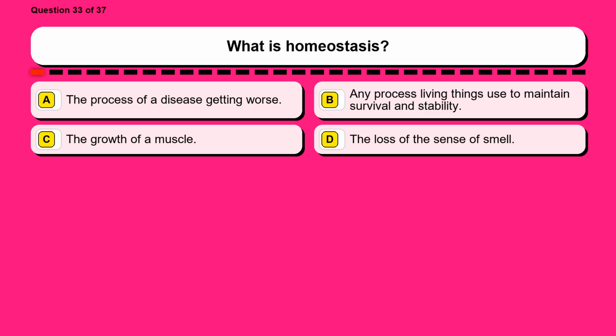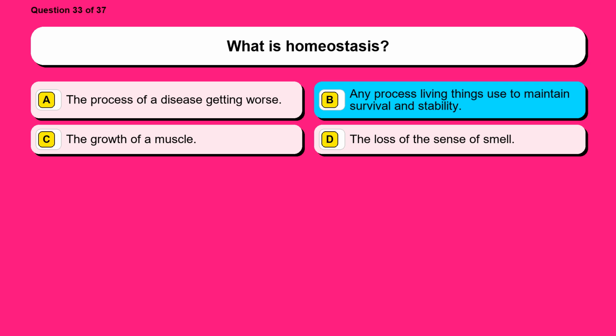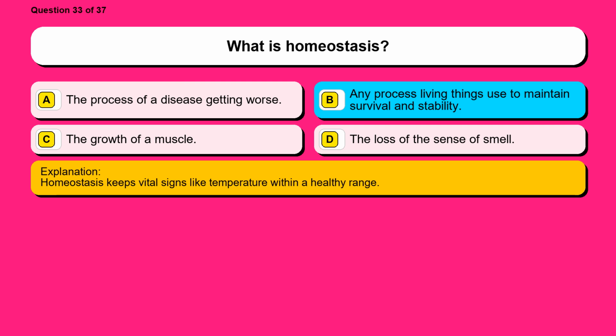Question 33. What is homeostasis? Option A. The process of a disease getting worse. Option B. Any process living things use to maintain survival and stability. Option C. The growth of a muscle. Option D. The loss of the sense of smell. The correct answer is option B. Any process living things use to maintain survival and stability. Homeostasis keeps vital signs like temperature within a healthy range.